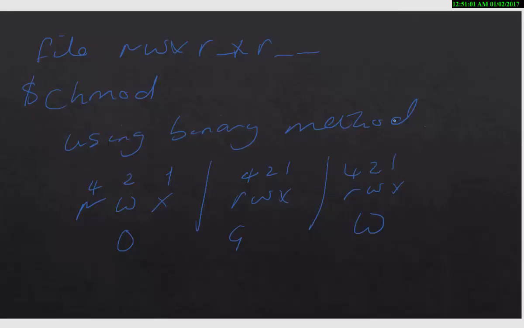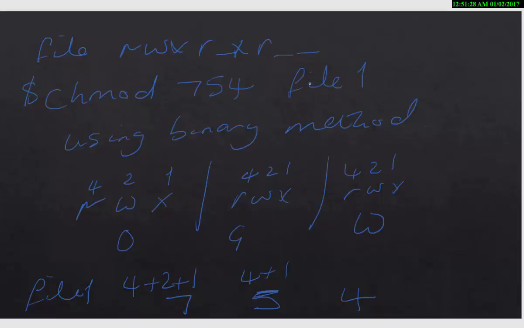And in this case here, file 1 would be 4 plus 2 plus 1, show the workings out. So that's 7. R and X would be 4 plus 1, which is 5. And R on its own, 4. So 754. Chmod 754, file 1. That's what that is. So that's how you would use the binary method for working out and setting permissions for this file based on this permission structure.